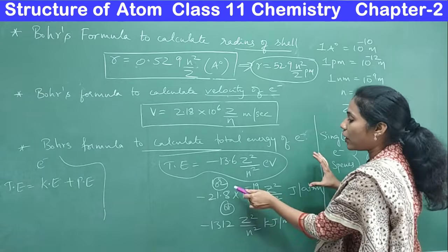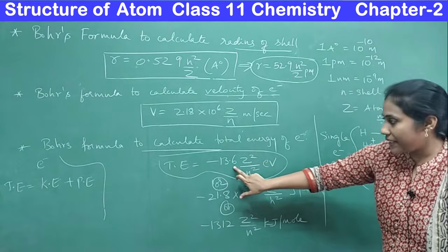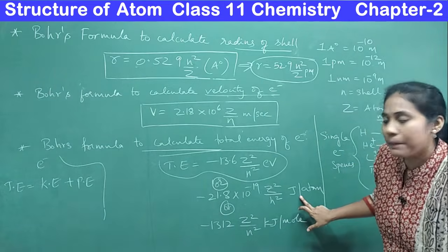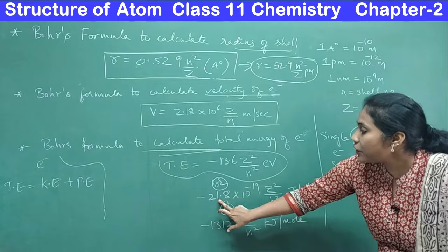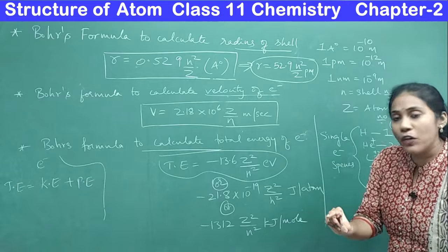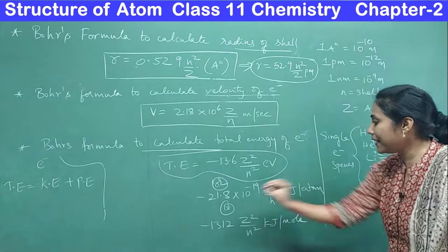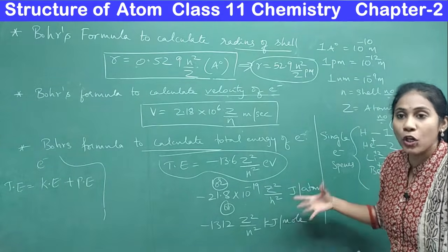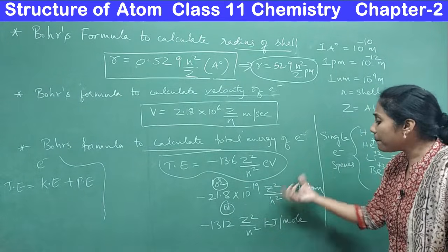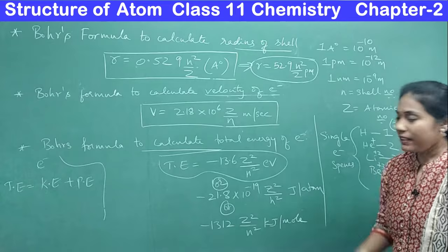See, different formulas in different units. If you want to calculate energy in terms of electron volt, then this formula. If you want to calculate energy in terms of joule per atom, then the formula is minus 21.8 into 10 power minus 19 Z square by N square. If you want to calculate energy in terms of kilojoule per mole, per mole means 6.022 into 10 power 23 atoms. When you consider per mole, then the formula is minus 1312 into Z square by N square kilojoule per mole.